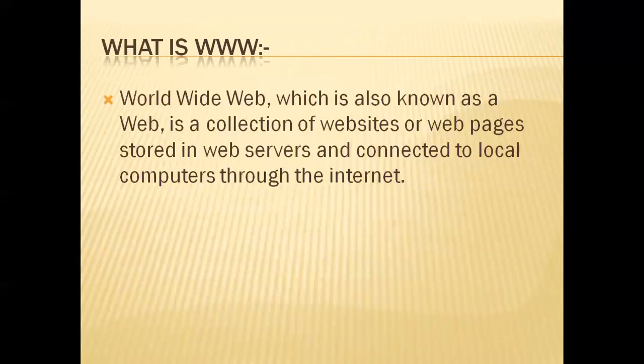And what is WWW? WWW is the full form of World Wide Web, and it is known as the web. It is a collection of websites or web pages. A website is a collection of web pages, and we get this website through the WWW. Okay, it's stored on a web server and connected to all local computers through the internet. WWW plays a vital role. It provides lots of websites, and websites contain a lot of web pages, and when we search for anything, we have to write the URL, and the URL starts with www and http.